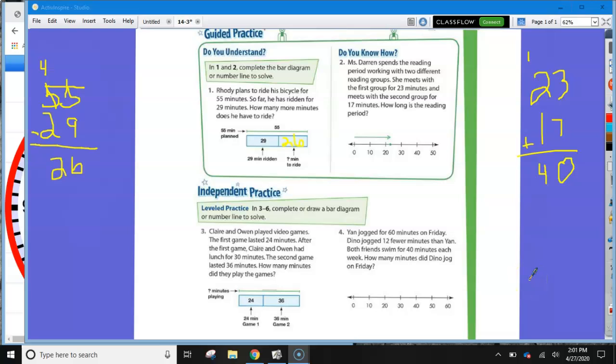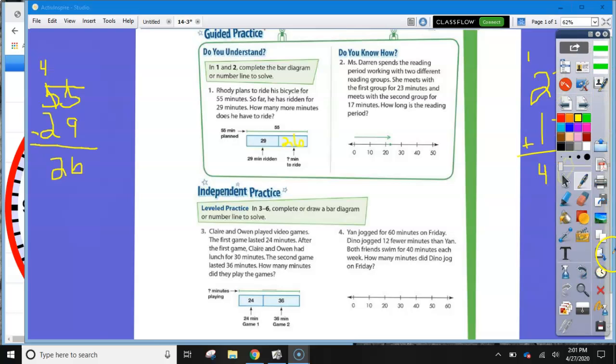So I feel like these questions are easy for you. Just remember when you're adding, you're finding how many in all, and when you're talking about how many more, then you're subtracting. So have fun with your word problems.